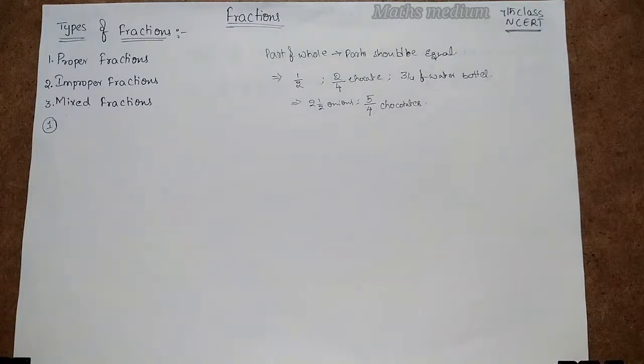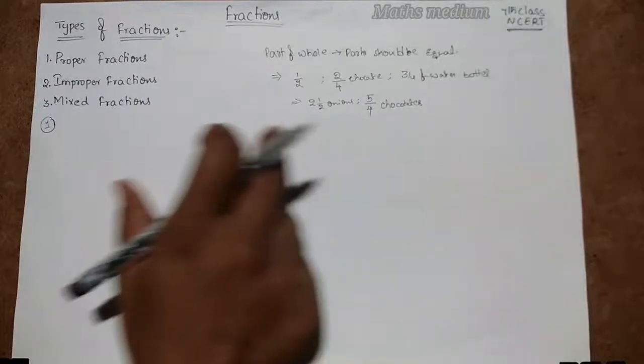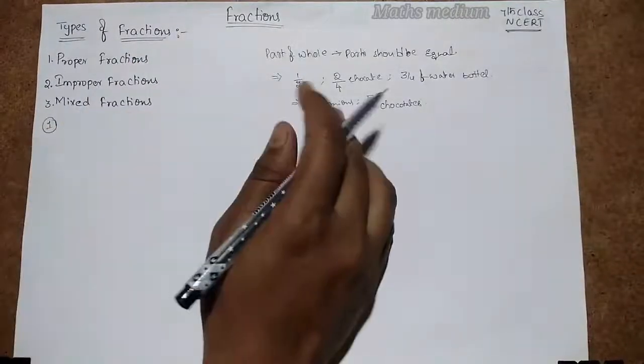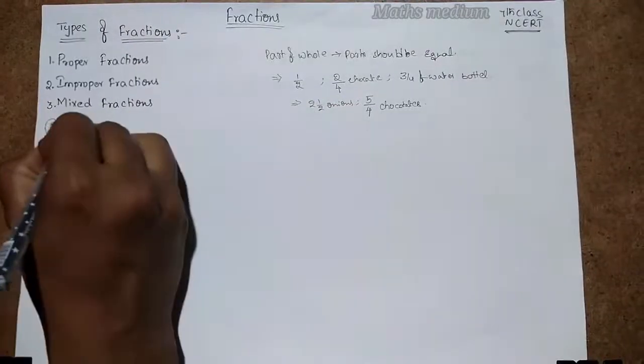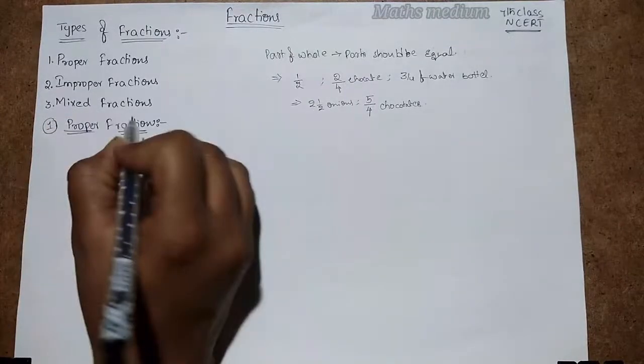So now we are going to learn how it is said to be a proper fraction, how it is said to be an improper fraction, and how it is said to be a mixed fraction. From these examples I can tell whether it is a proper, improper, or mixed fraction. So let's start with the proper fraction. So this is the proper fraction.